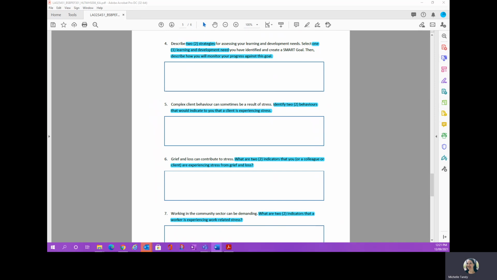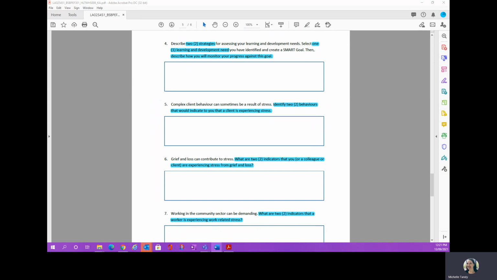So once you've done that, you then need to select one learning and development need that you have identified. So where is an area that you need some more knowledge or some upskilling relevant to your role that you have identified through that process of assessing your needs? So select one, name it, put it in your answer. You then need to create a SMART goal.